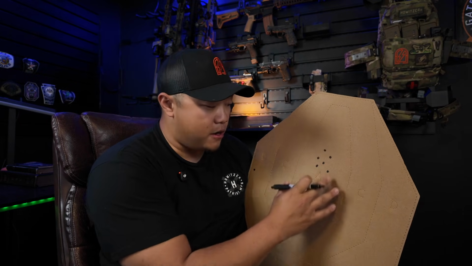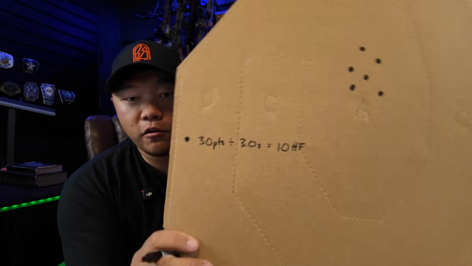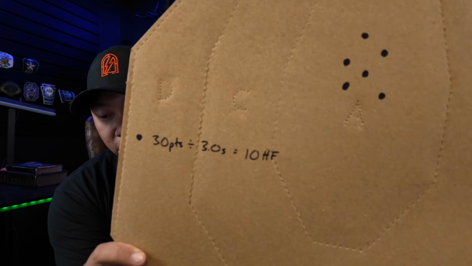Because he shot 6 rounds. All of them hit the alpha, which are worth 5 points. And so he's got 30. So he's collecting all of the points, 30 points, divided by, let's say he did that in 3 seconds. So he's going to get a 10 hit factor. All right, hopefully you guys can see the math right there.